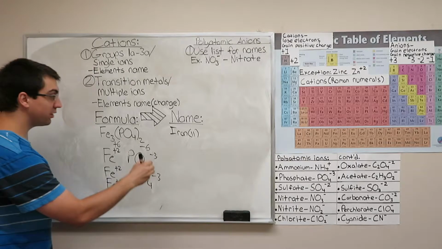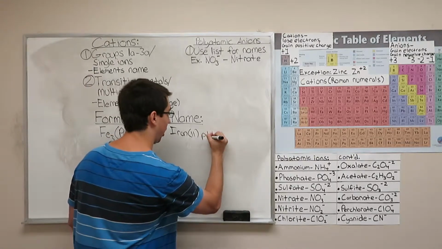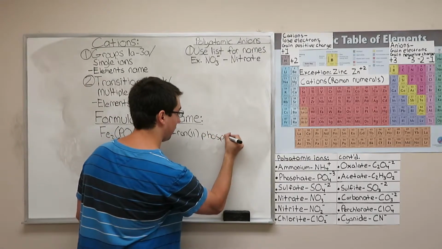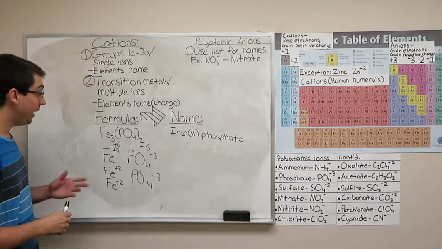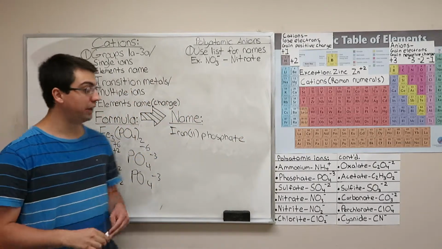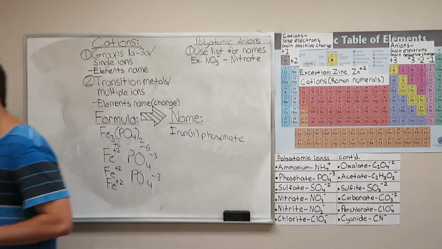We have PO4, and that's phosphate. And the name for Fe3(PO4)2 is iron(II) phosphate.